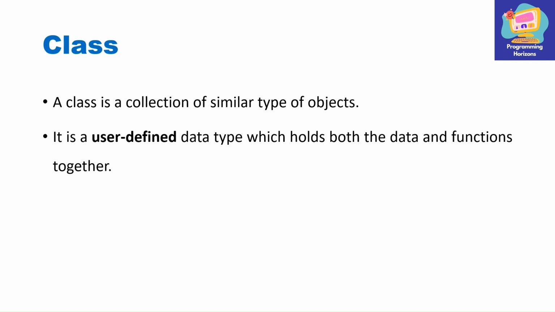For example, we can group together several students and create a class called student. Similarly, we can group together several animals and create a class called animal. It is a user-defined data type which holds both the data and functions together. A class is like a blueprint for its objects that defines what data and methods the objects of this class will have.